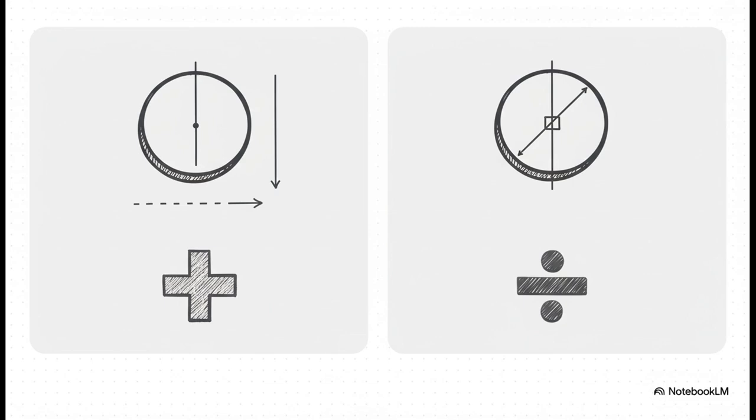For any parallel axis, the trick is to simply add mr squared to whatever formula you're starting with. And for any perpendicular axis, the trick is even easier. Just divide by 2. That's it. I'm serious. Add mr squared for parallel, divide by 2 for perpendicular. Now, let's see how this actually works.